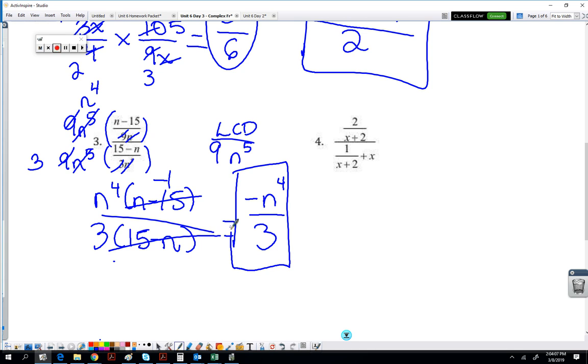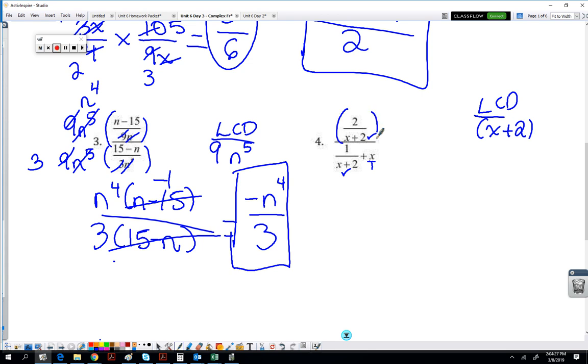Number 4. So we're going to find my LCD between all my fractions. So I have 3 fractions. It's okay if it's only in common between 2 of them. So it gives me x plus 2. And that's the only thing that I have in my denominator.